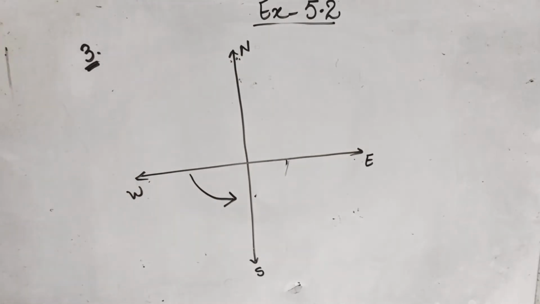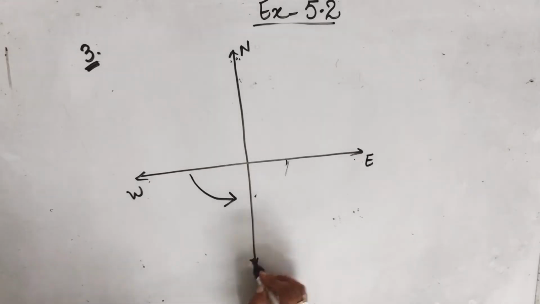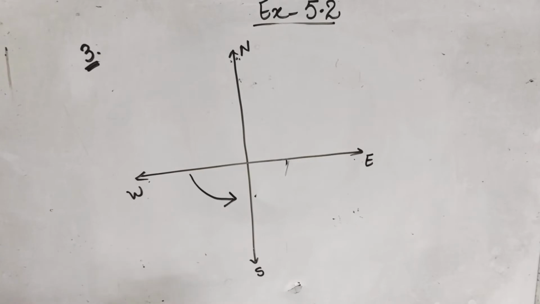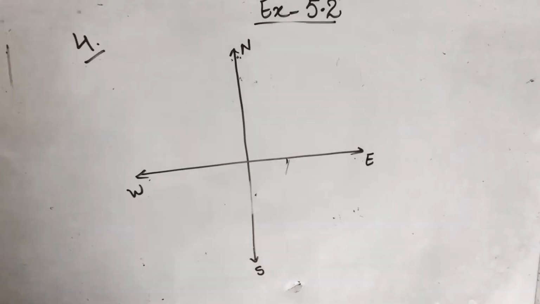D part, south, and make 1 full revolution. Direction is not mentioned, clockwise or anti-clockwise, but you have to take 1 full revolution. So whether you move clockwise or anti-clockwise, you will get the same answer. You will start from south, complete 1 revolution, and again come back to south.